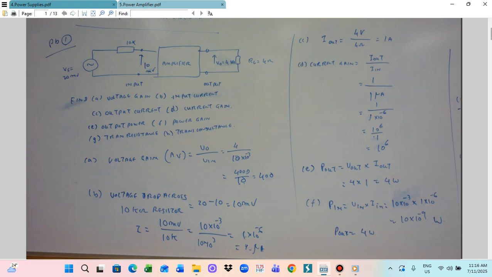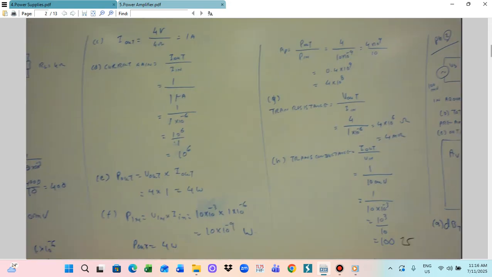Power output is output voltage times output current. The output voltage is 4 volt, output current 1 ampere, so you get 4 watt. Input power is input voltage times input current. Input current is 1 microampere, 1 multiplied by 10 power minus 6. Input voltage is 10 millivolt, 10 multiplied by 10 power minus 3. Multiplying, we get 10 into 10 power minus 9 watt. So this is the input power. The ratio between output and input power is 4 divided by 10 into 10 power minus 9, so you get 4 into 10 power 8. So this is the AP.